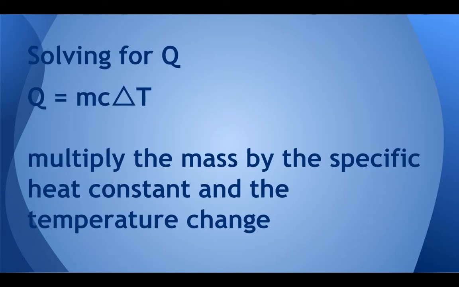So when I'm solving for Q, it's Q equals mc delta T, which means I'm going to multiply the mass by the specific heat constant, which most of the time is going to be that 4.18 joules per gram degree Celsius, and then the temperature change.